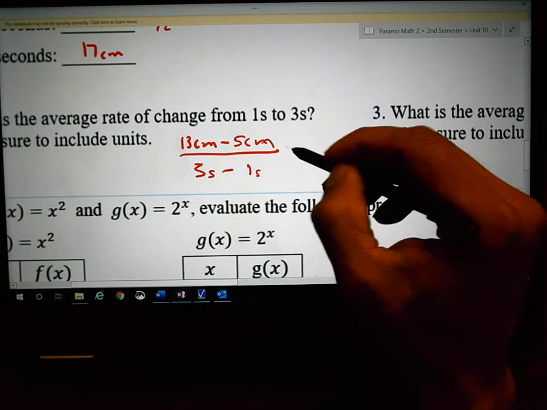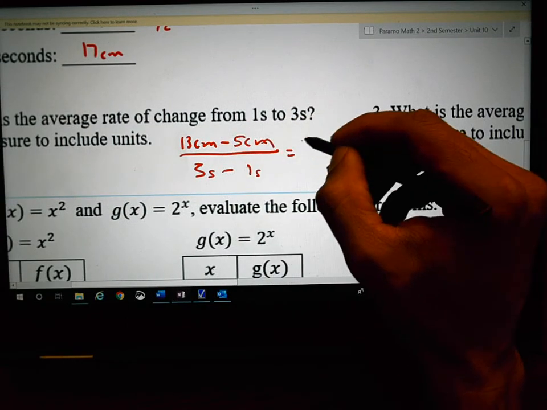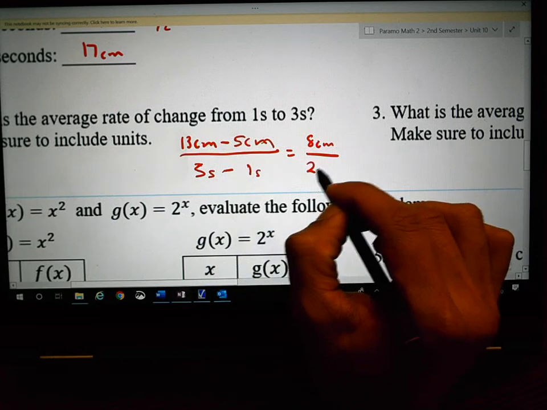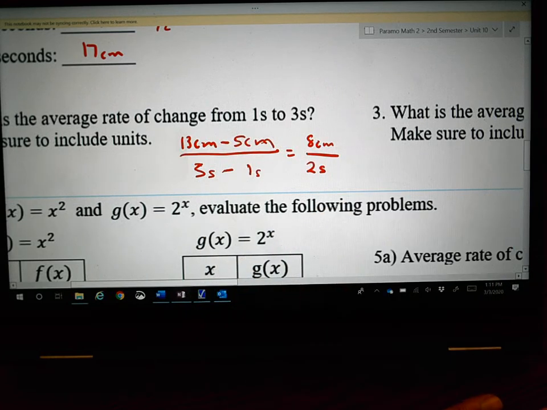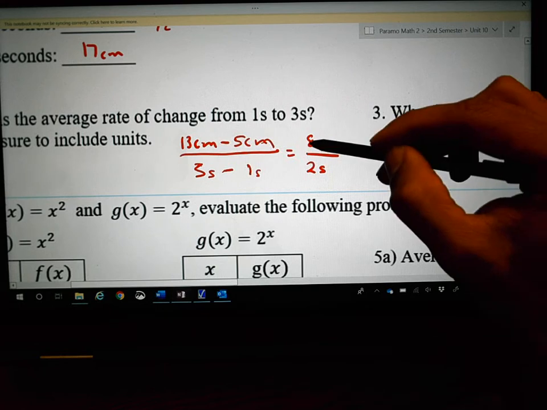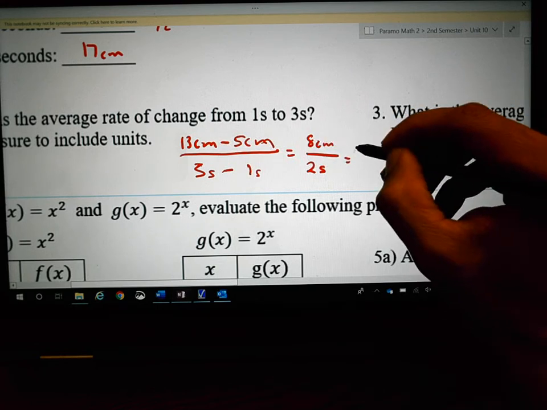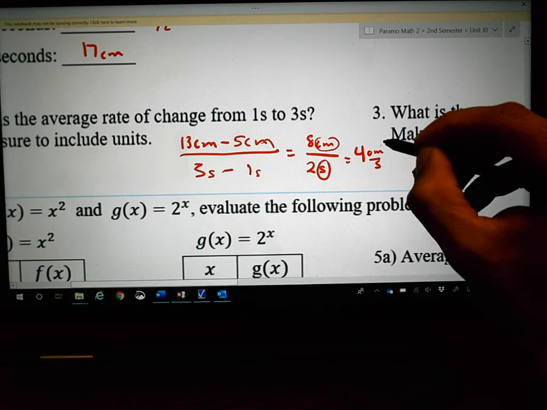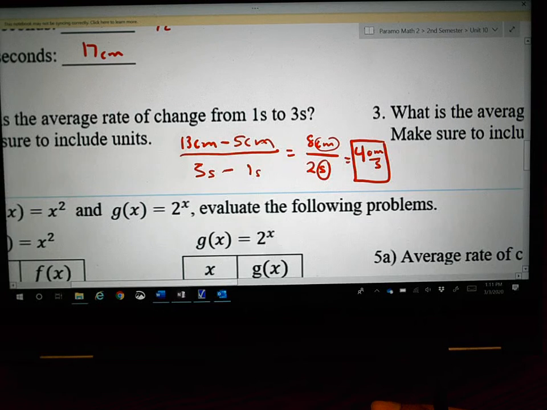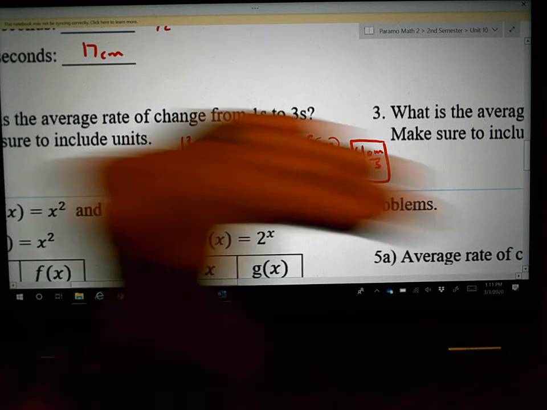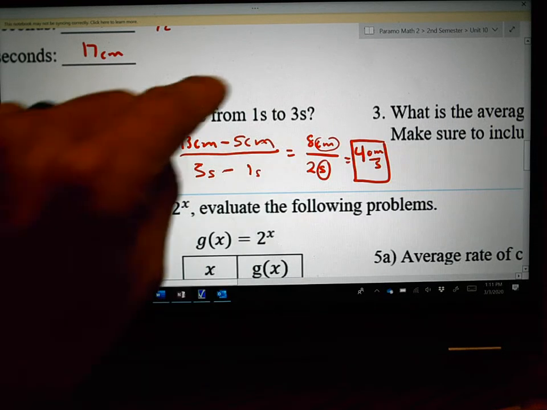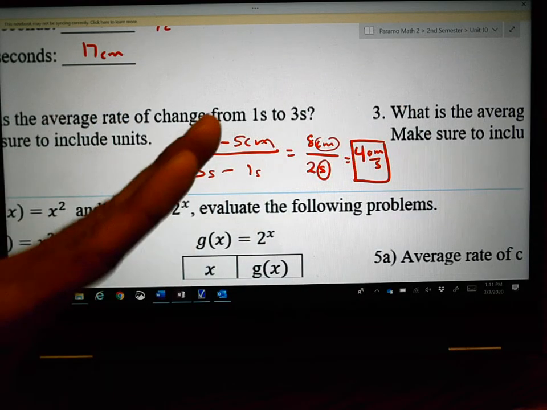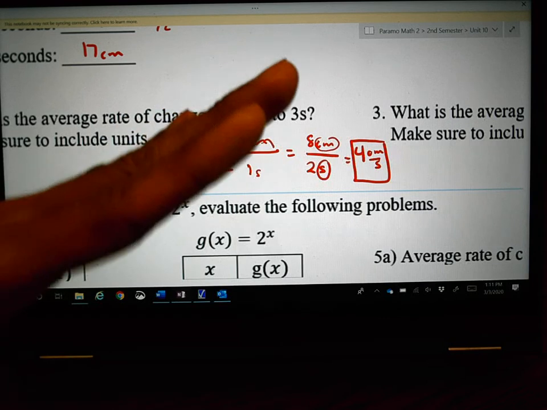So what do we get? 13 centimeters minus 5 centimeters is 8 centimeters. 3 seconds minus 1 second is 2 seconds. Well, that can simplify. 8 divided by 2 is 4. And look at what the units are. Centimeters per second. What that tells you is this toy car, from 1 second to 3 seconds, is traveling an average of 4 centimeters per second.